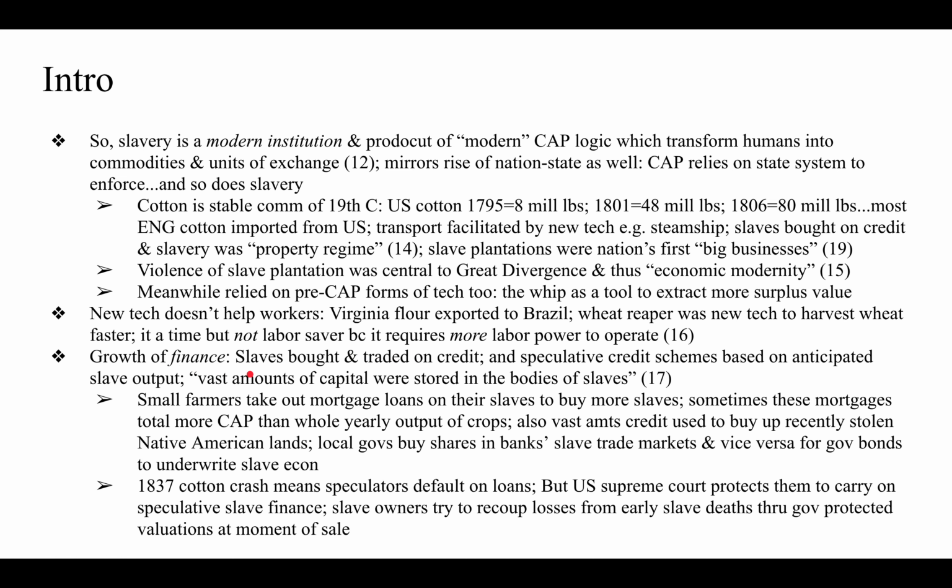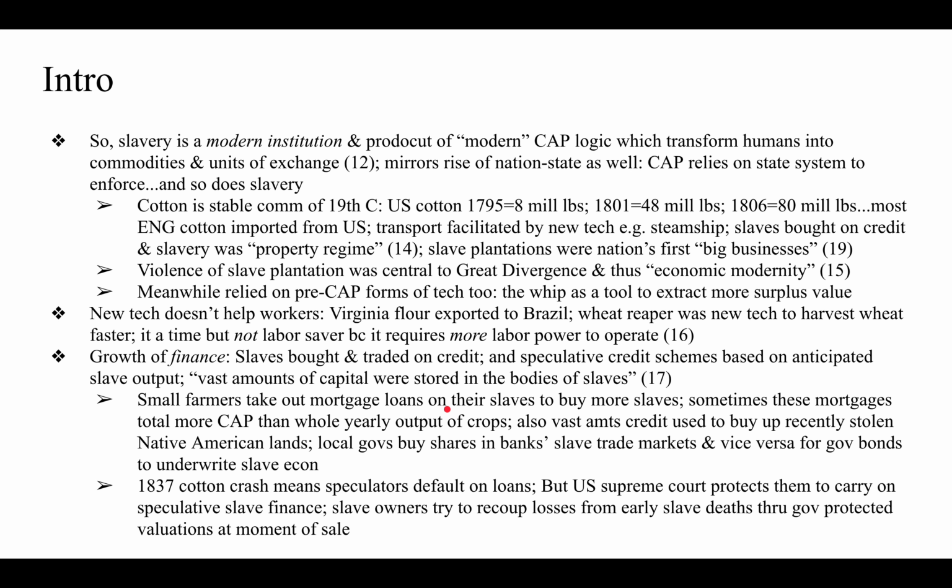More about the growth of finance here. Slaves bought and traded on credit. There are speculative credit schemes based on anticipated slave output, because again, the price of slaves is determined by how much surplus value they are anticipated to produce over the course of their productive lifetime, which is also all measured out. How many years is a slave going to be, quote, productive? What are their peak working years? This is this kind of micromanagement as well. So that vast amounts of capital were stored in the bodies of slaves, they write.